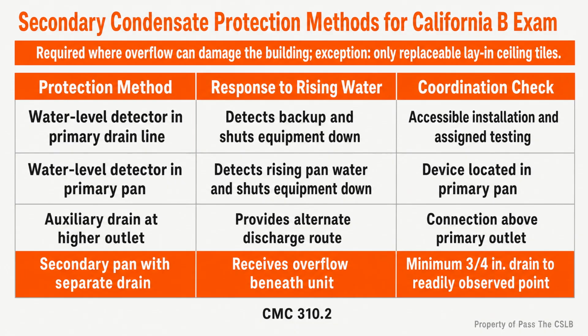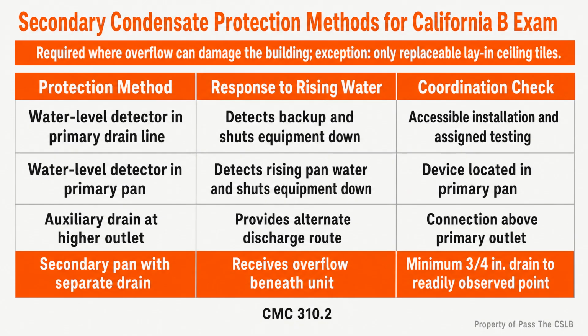When a secondary pan is used, its separate drain pipe must be at least 3/4 of an inch in diameter and must discharge at a readily observed point. Readily observed is not filler language. The secondary line is not supposed to fail quietly into a concealed wall, hidden soffit, buried drain, or other location where occupants are unlikely to notice it. That observable termination turns water into a service signal.